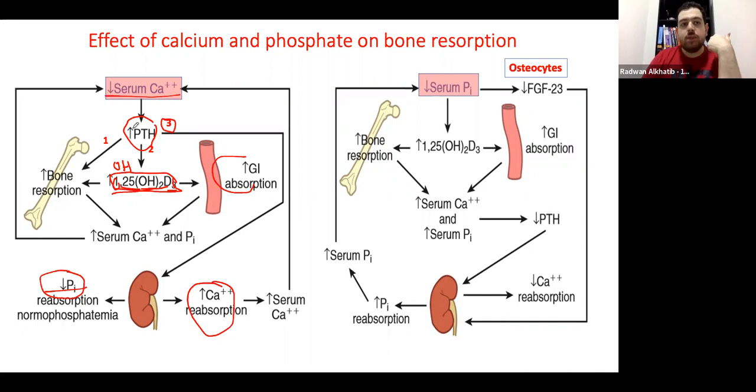So parathyroid hormone does not act directly on the GI tract, it acts indirectly through vitamin D. Okay, now that's the first scenario that we have, which is if we have low calcium in the blood. I hope it's clear for you.